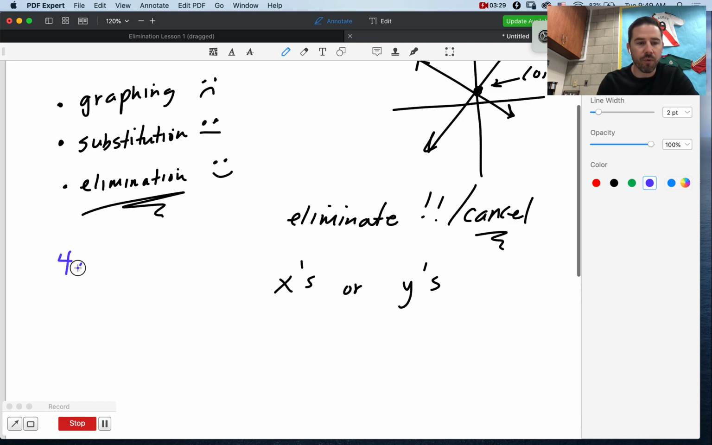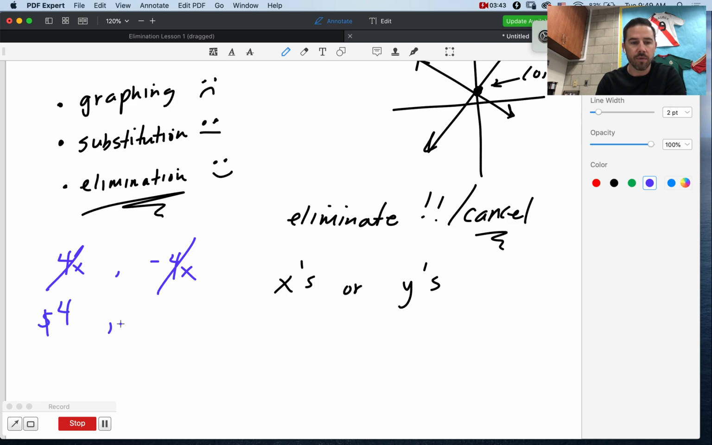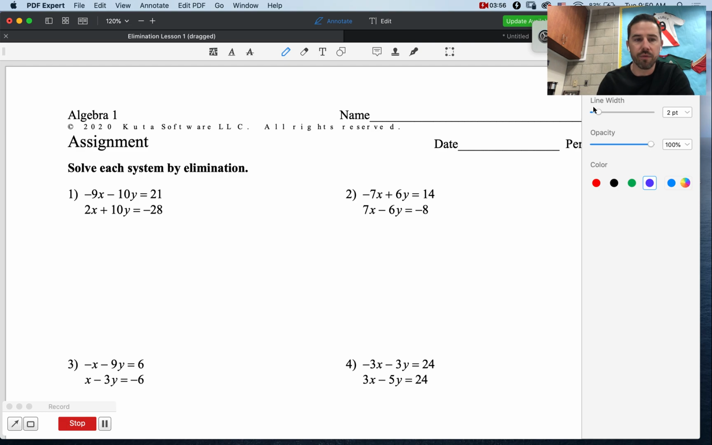Like a positive 4x and a negative 4x. If you put them together, they're opposites. They're going to cancel each other out. That's like if somebody gave you $4, and then somebody took $4 away, you got nothing. You're right where you started. And this is what we're looking for. We're looking for opposites. So let's bring it back over here.